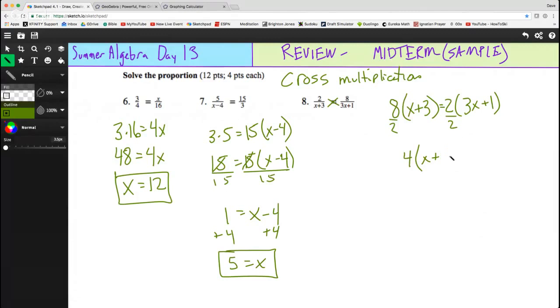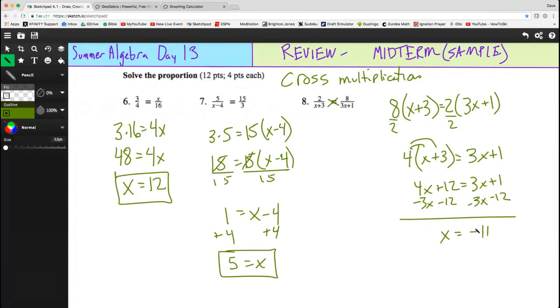Equals 3x plus 1, 4x, do my distribution, 4x plus 12 equals 3x plus 1. Subtract 3x, subtract 12, and I get x equals negative 11. Well, negative 11 plus 3 is negative 8, so 8 times negative 8, does that equal 2 times, 3 times negative 11 is negative 33 plus 1 times negative 32, so negative 64. Equals negative 64. So I'll be happy with that solution, and that is our right answer.